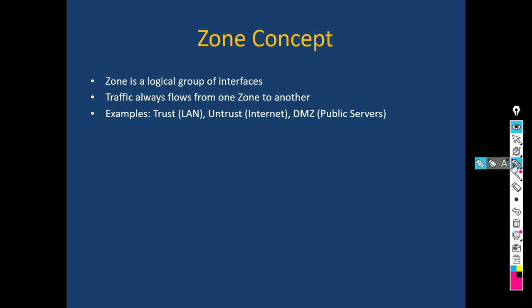In Palo Alto, we have the zone concept. A zone is a logical group of interfaces. We need to align the interfaces to a zone. These are the general names that we use: trust, LAN, untrust, internet, or WAN. DMZ is the public server zone where we keep all the servers in our infrastructure. We need to put the interfaces in one of the zones to work. Okay, so let's move on to the next slide.